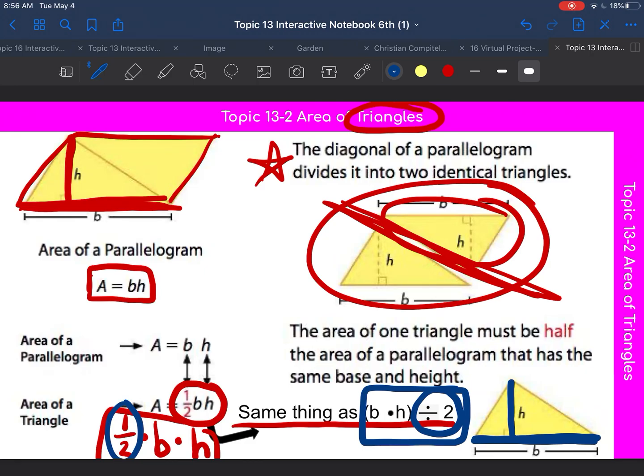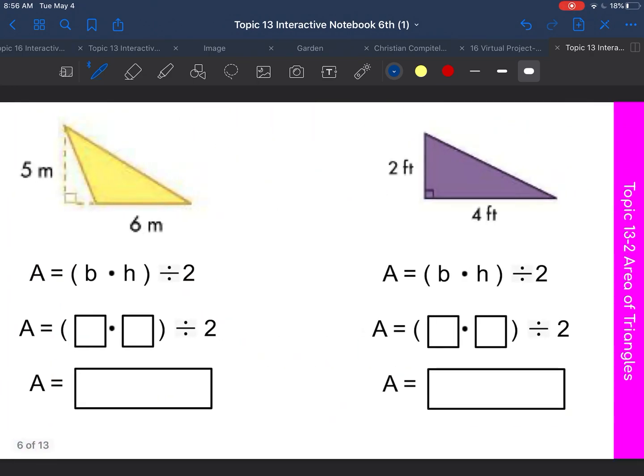So let's do some examples. So this triangle, I'm outlining it right now, okay? Area is base times height divided by 2, or base times height times half, okay? What is the base of this triangle? The base is 6 meters. Now the height is not that diagonal, okay?